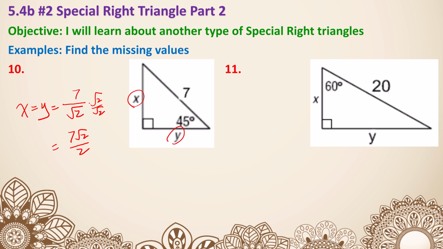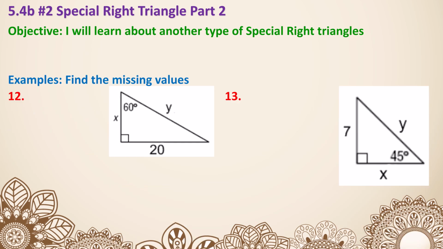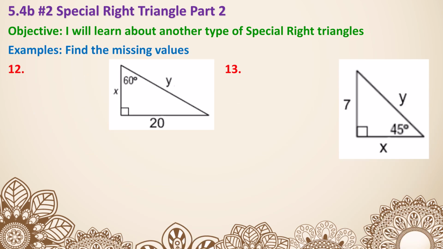Okay, 11. You're given the hypotenuse. If this is a 60 degree, that means the x is your short leg. So that's going to be half of the hypotenuse, which is 10. And then the y is going to be the short leg times square root of 3, which is 10 square root of 3. There you go. That's some quick review. Let's go do more.